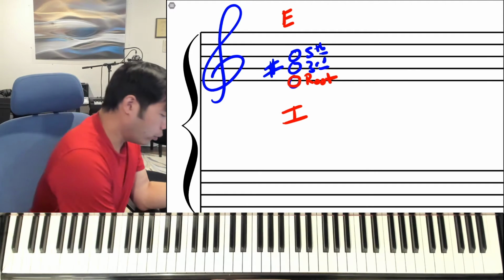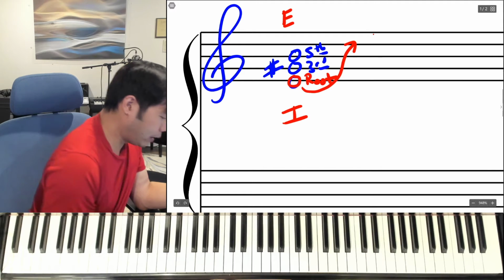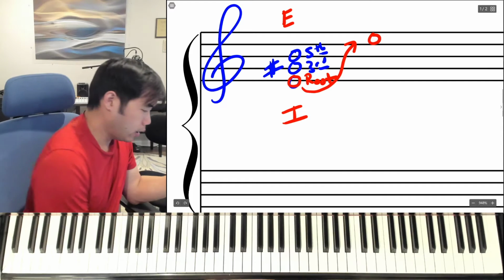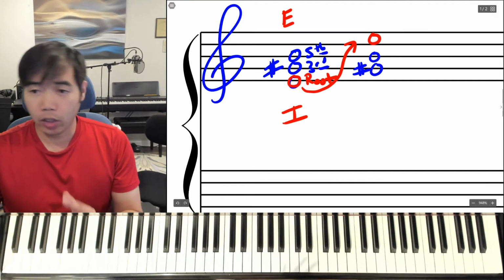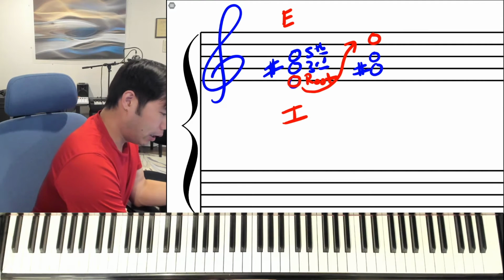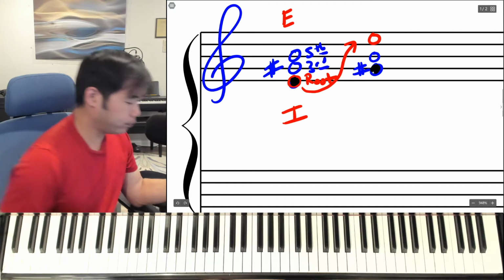If we're to invert it, all we're going to do is move the root of the chord higher. What happens now is the third of the chord is in the bass position. Bass position means it's the lowest note. So I'll fill in the bass note. This is the bass note here.